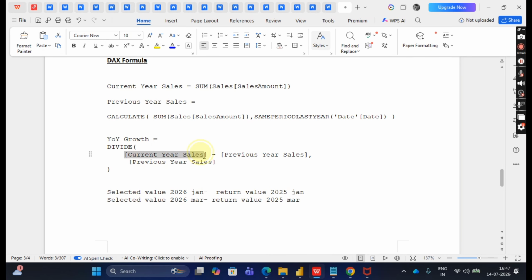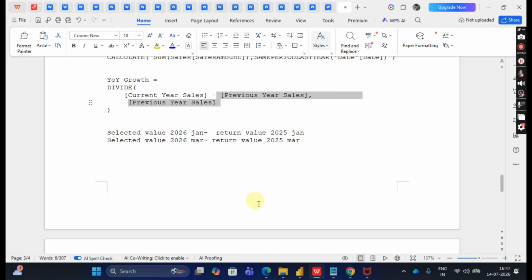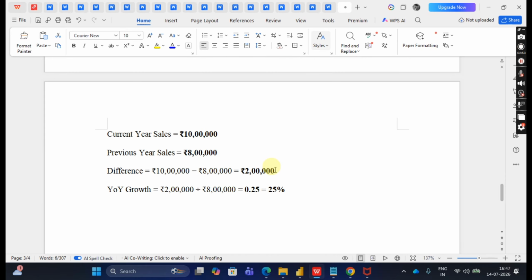For example, current year sales is 10 lakhs and previous year sales is 8 lakhs. The difference is 10 lakhs minus 8 lakhs, that is 2 lakhs. The year-on-year growth is the difference divided by previous year sales, that is 2 lakhs divided by 8 lakhs, which comes to around 0.25, that is 25%. So the year-on-year growth for the year 2026 will be around 25%.